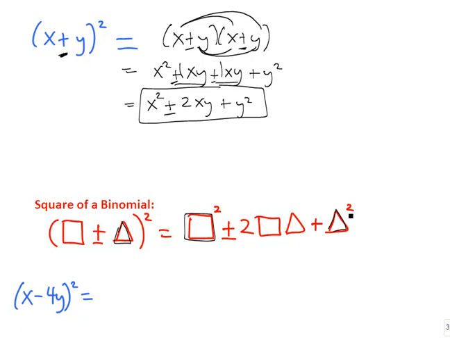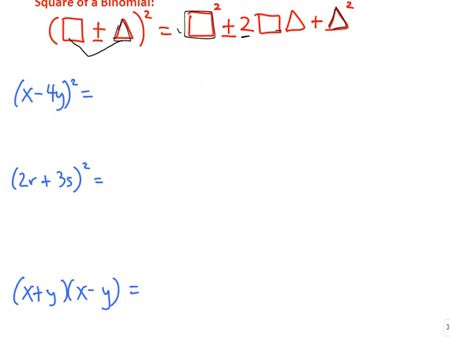To get your middle term, you take whatever's in the first spot times whatever's in the second spot, and you multiply them together. So my box times my triangle, and then we need to double it, which is why I have this 2 here, because we're going to get 2 of those terms in the middle, 2 like terms. So in practice, this is how that pattern would work. We have x minus 4y quantity squared. The x is going to be my box. The 4y is going to be my triangle.